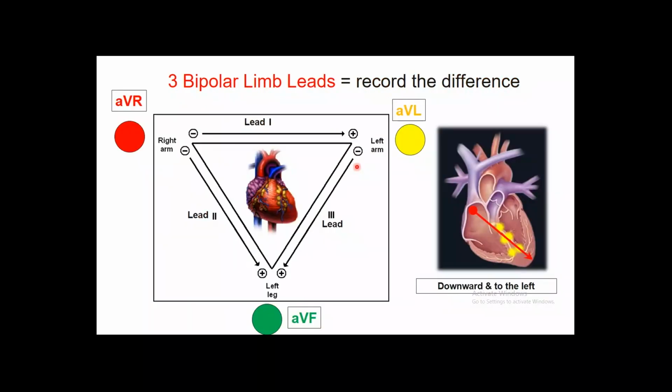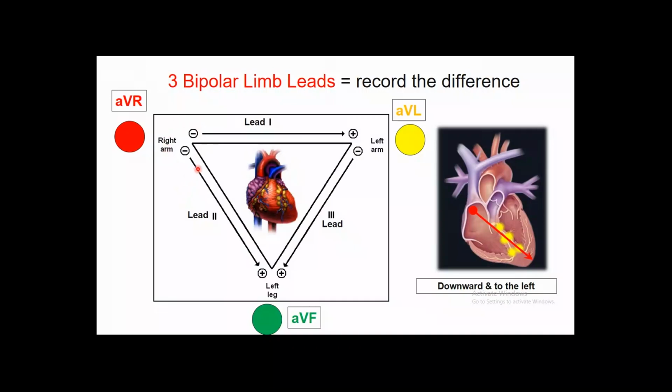What about the rest of the 3 limb leads? They are called bipolar limb leads, which simply record the difference between these unipolar points. So we have lead 1 that records the difference of electricity between right arm and left arm, lead 2 that records the difference between left foot and right arm, and lead 3 that records the difference between left arm and left foot.